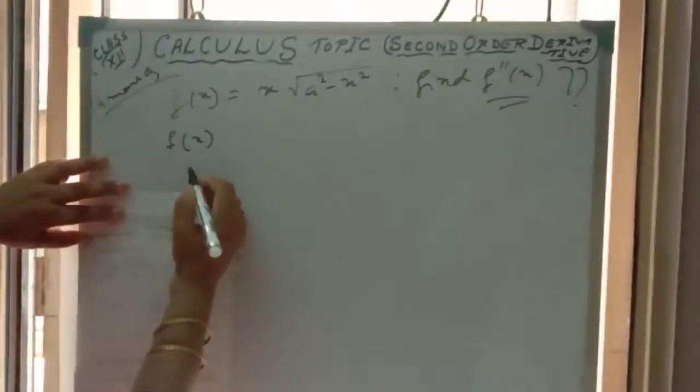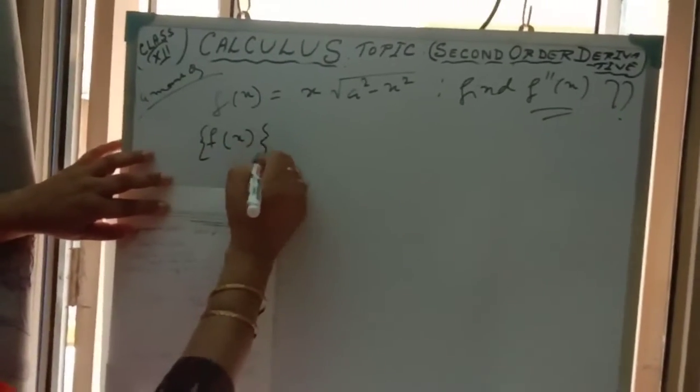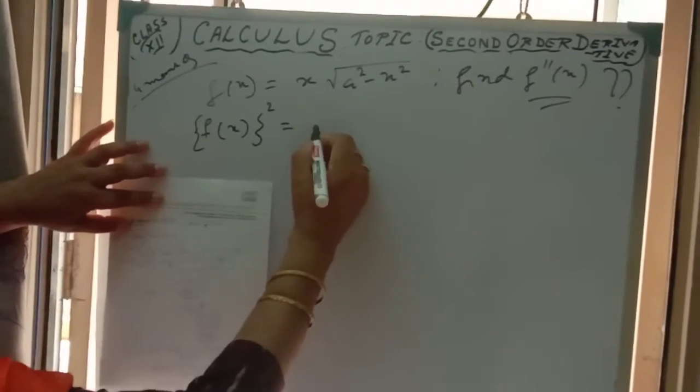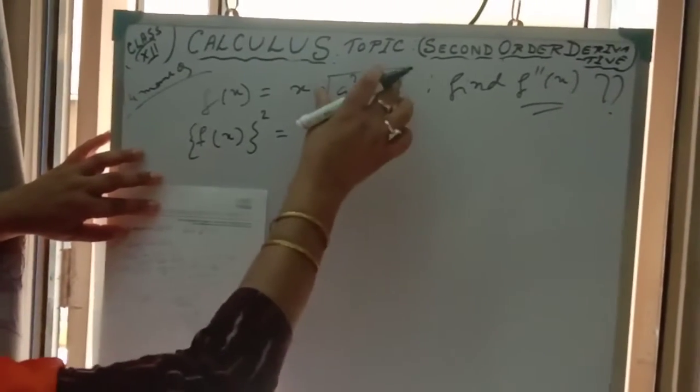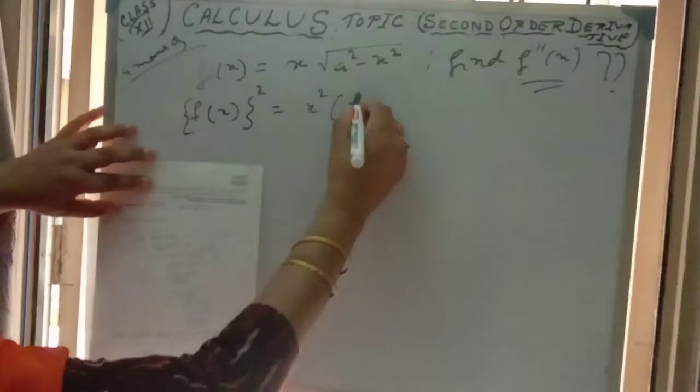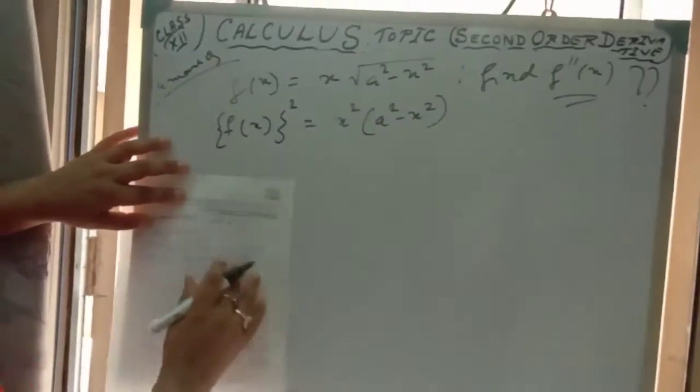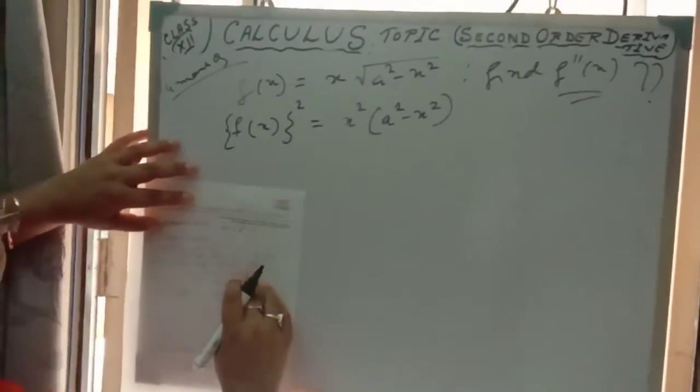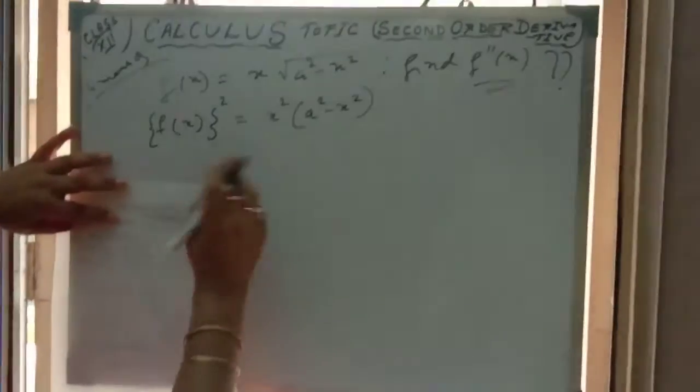So what will we write? f(x) whole square, write this, and it will be x square. The square of a square root means only the term inside the root. The part under the root is there, that we can write when it is squared.